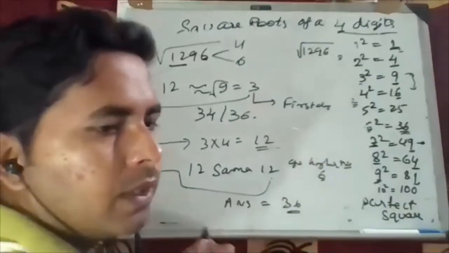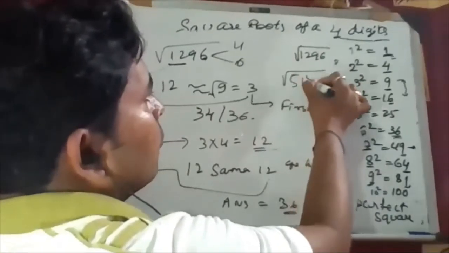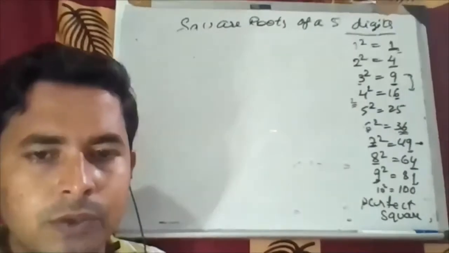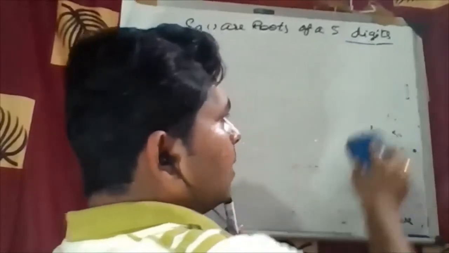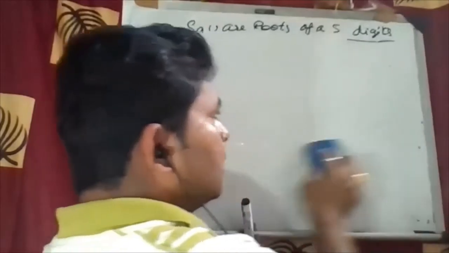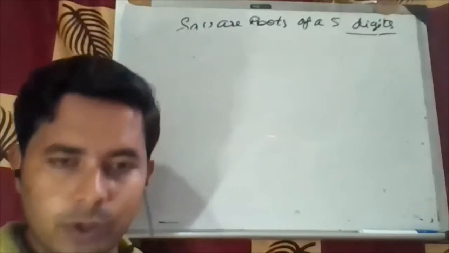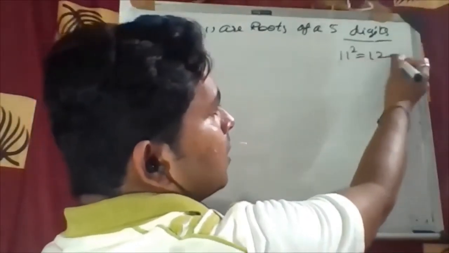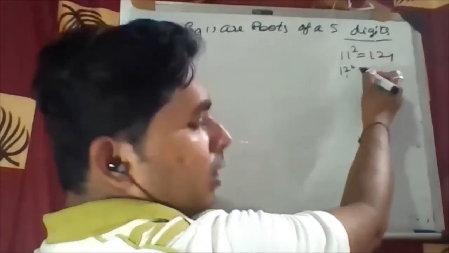Now try the last one, 5184. Whenever we do the square root of 5 digits, you have to remember one more table. For square roots of 2-digit, 3-digit and 4-digit numbers, you should know the square values of 1 to 10. But for square roots of 5-digit, 6-digit and 7-digit numbers, you should remember the square values of 11 to 20.